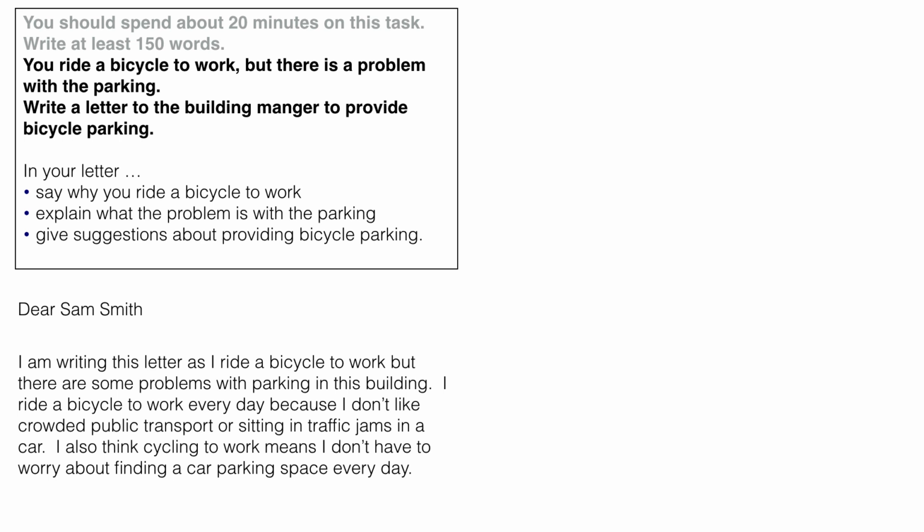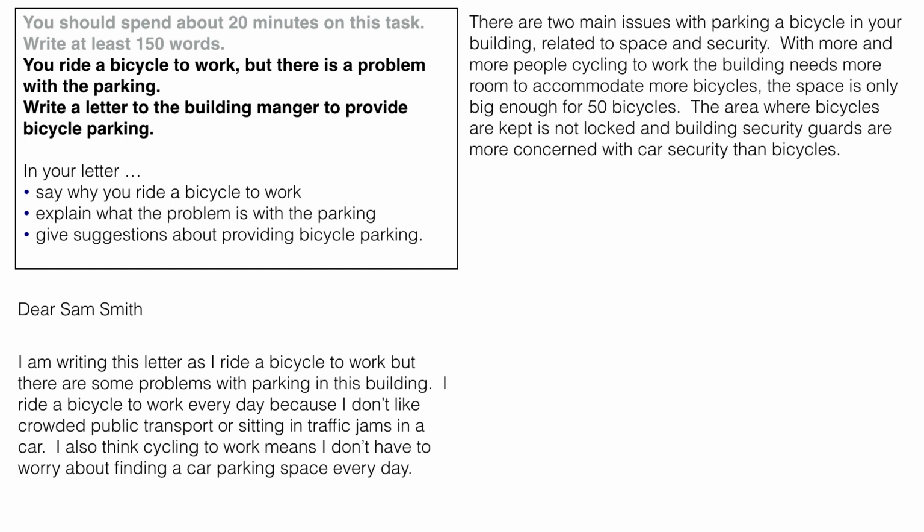So let's see in paragraph 2, 2 or 3 sentences. I have 3 here, and I explain what it's about. The problems are related to space and security, so that acts as a topic sentence. Then I have 1 sentence explaining more what I mean by the problem with space, not enough space for the amount of bicycles, and I explain the problem of security. The gate is not locked, the security guards don't pay attention. So separate sentences, not putting 5 ideas or 5 problems all in 1 sentence. Separate them, make it clear, and don't mix everything up.